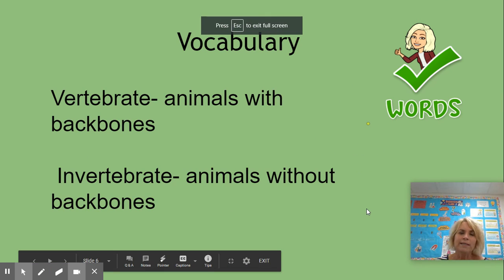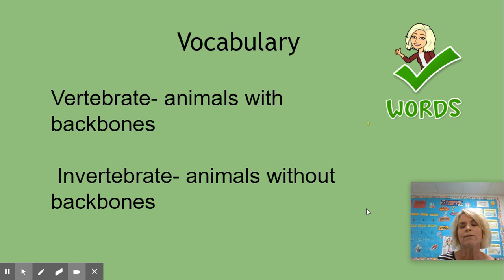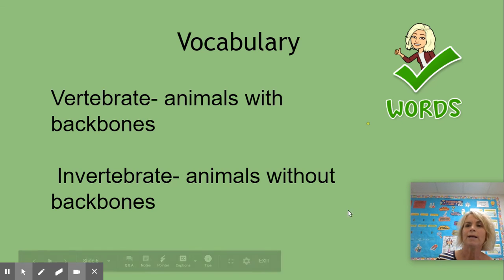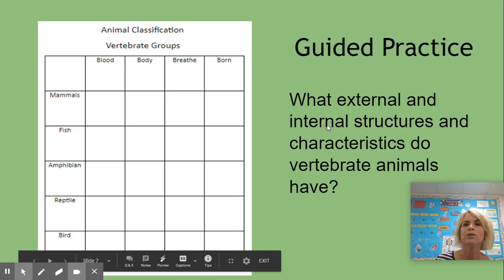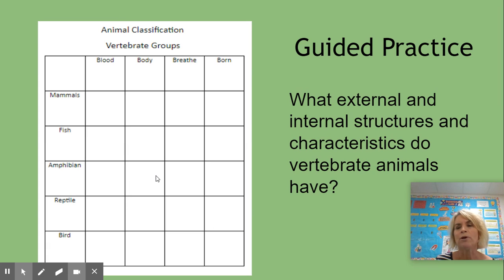So our vocabulary today, vertebrates, animals with backbones. Invertebrates are animals without backbones. So we'll learn today about the vertebrates. We'll learn tomorrow about the invertebrates. But as we continue to work today with our teacher, you're going to be working on some characteristics that each animal group has. So what your focus is going to be is what are their external and internal structures, remember parts, and characteristics the vertebrate animals have.